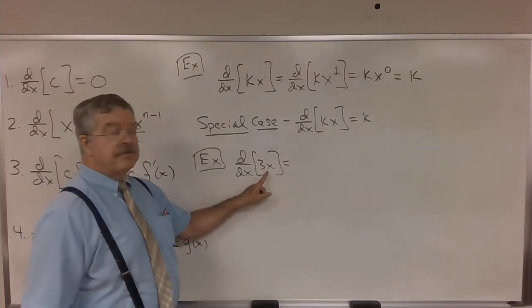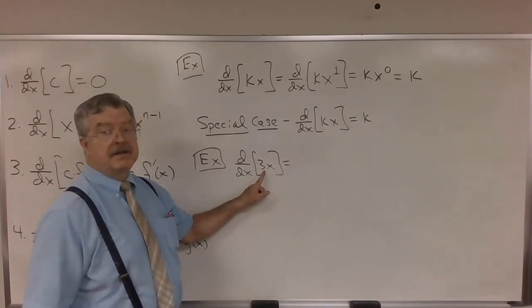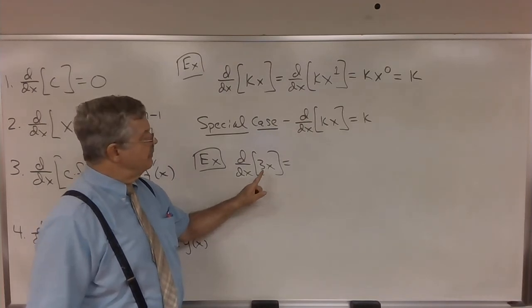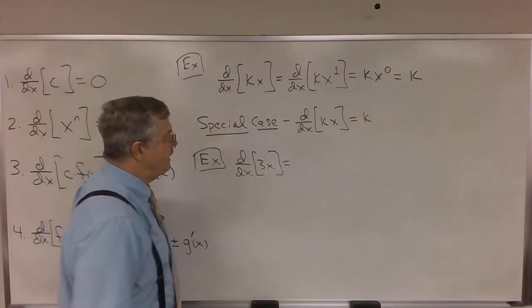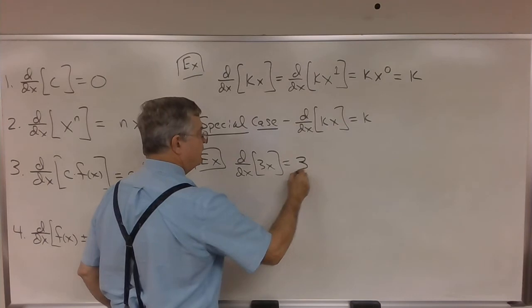The derivative of 3x, well, this is a constant, right? So it's the derivative of a constant times x, which will just be the constant.